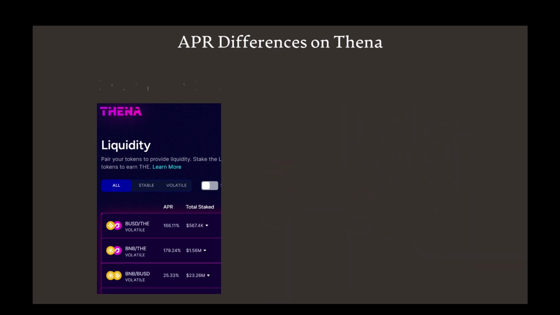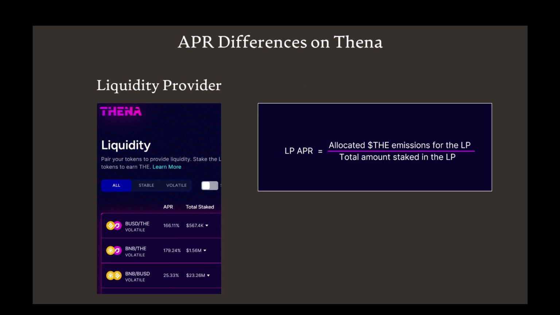This page is for the liquidity provider stakeholders. As a liquidity provider, you provide liquidity and stake those LP tokens via the liquidity page. In doing so, you earn the emissions as your incentive. The APR on the liquidity page is calculated as allocated emissions for the LP divided by total amount staked in the LP. As a liquidity provider, you would receive the same APR proportional to the amount you have staked in the pool, such as the BUSD pool.